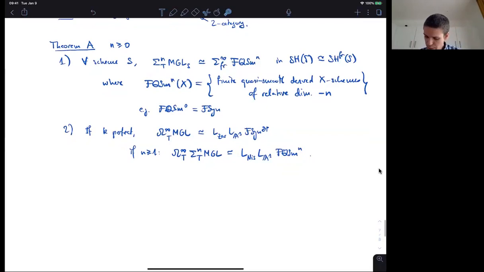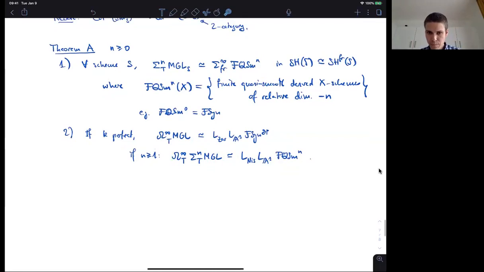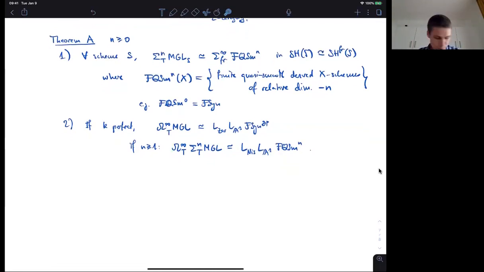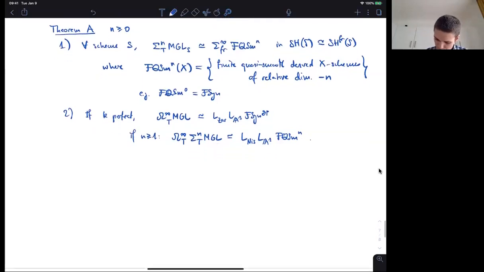And of course, a posteriori, this side here we know is n-1 connected. It's by Morel's connectivity theorem. Right. Okay. And then that's theorem A, and then theorem B.